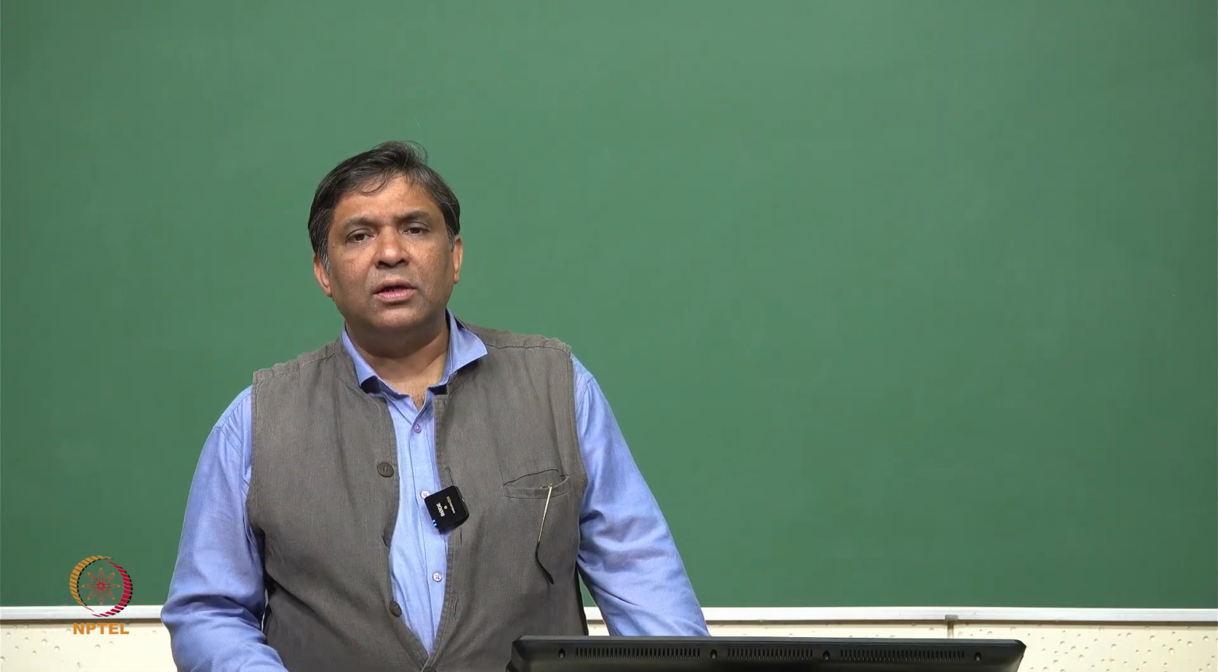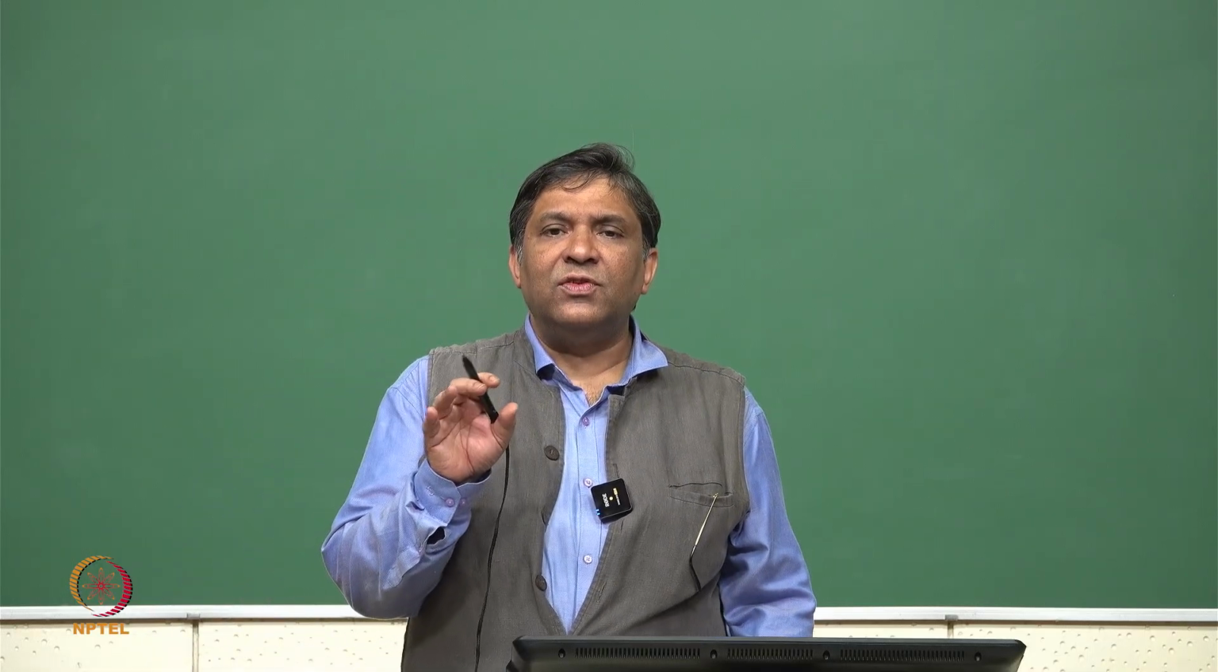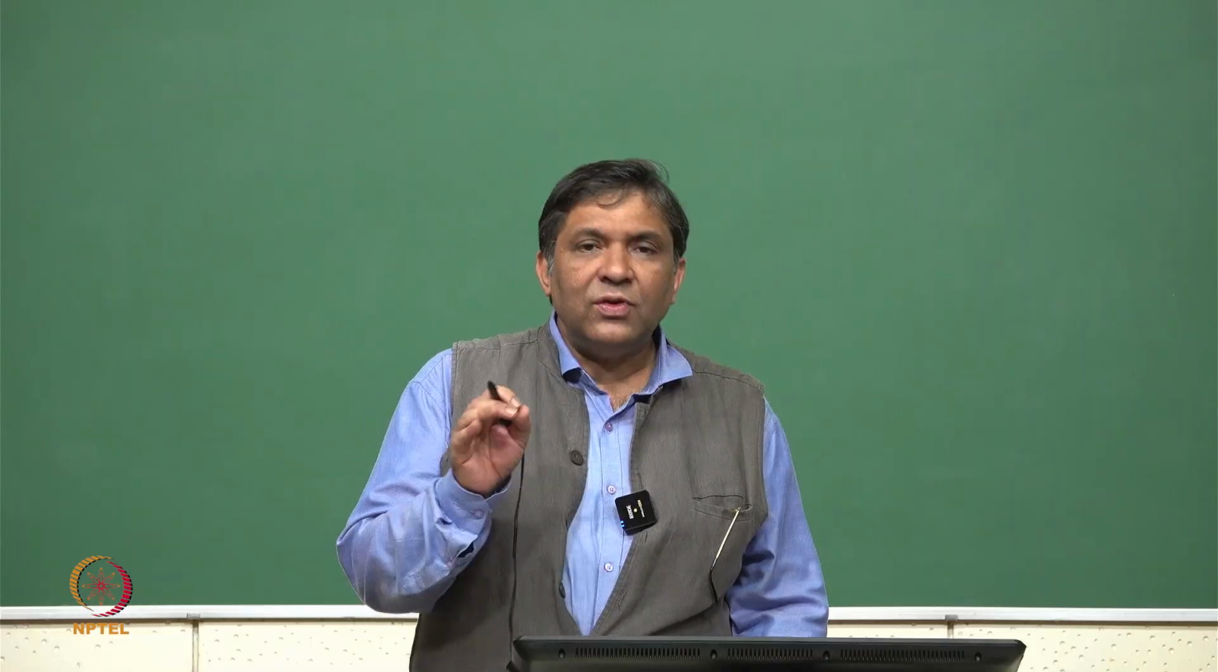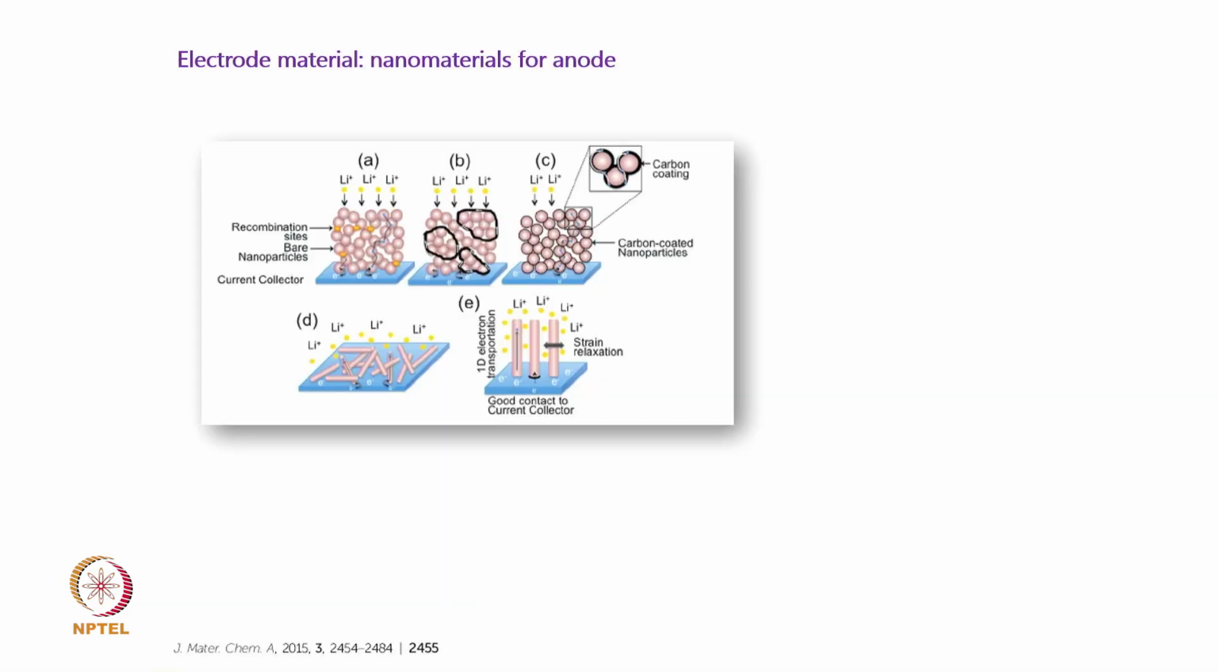If you look at how these nanoparticulate systems look, you can see a very nice demonstration here. These are all small nanoparticles and this is the current collector. This is a typical anode material or cathode material which are nanophase materials. So, you have nanoparticles and there are some small recombination sites here, and these are bare nanoparticles. Bare nanoparticles means you have not coated anything on the nanoparticle.